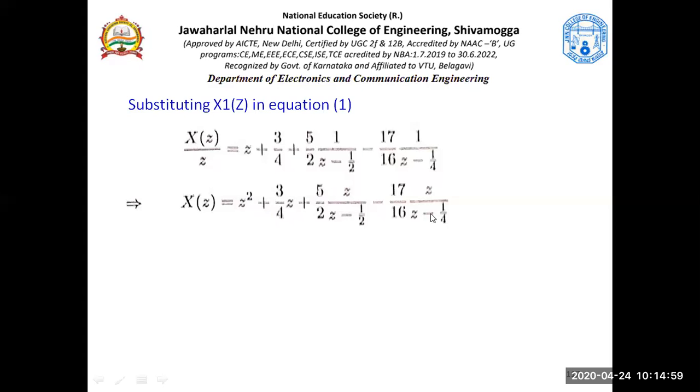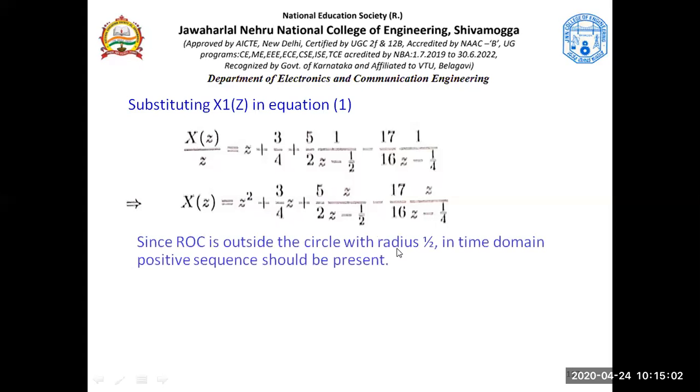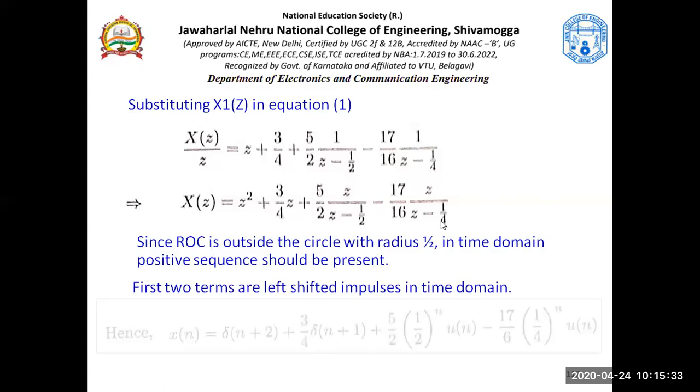For this, yes, the ROC is needed. What is the ROC? The ROC says it is outside the circle with radius half. Half is the maximum pole. This is the minimum pole. So it is outside the maximum valued pole, so it is outside this also. So for both of these, it is outside the circle. Since for both the terms it is outside the circle, both the terms will have the positive time sequence in time domain. So this is how we write it.